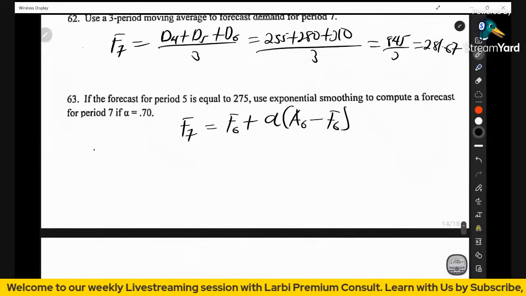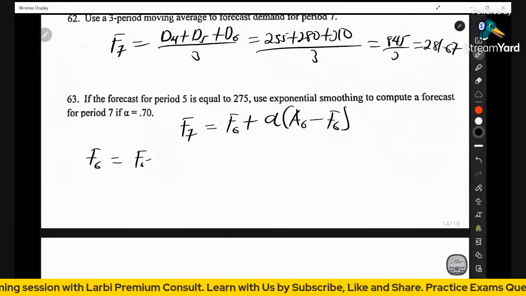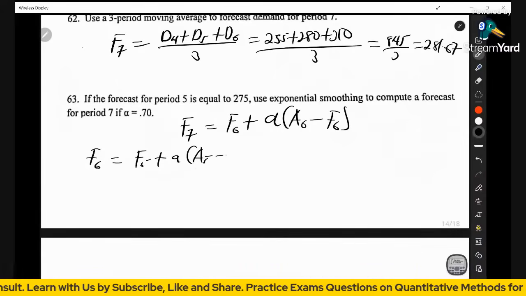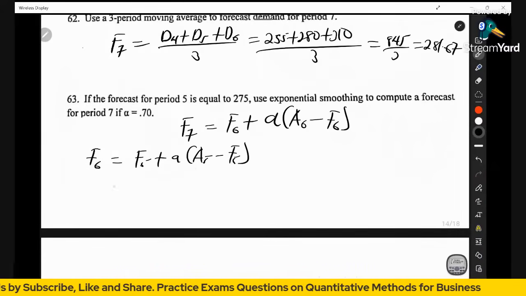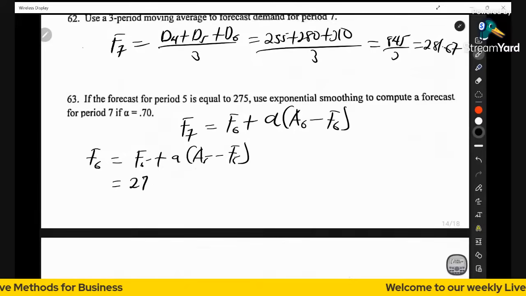So what will be the forecast for week 6? It should be the forecast for week 5 plus the alpha times the actual minus the forecast for week 5. So let's see. So we know that forecast for week 5 has been given in the question. If the forecast for period 5 is 275, then we have it here 275 plus the alpha, which is what?